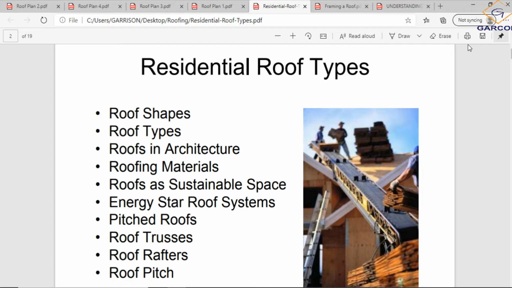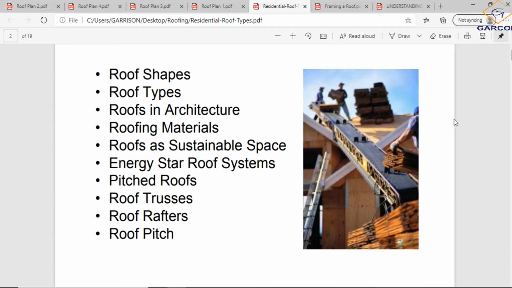Now, we basically have several types of roof, right? But mostly we are focused on residential roofs. Residential meaning on a house or smaller buildings, not commercial. So we're focused on roof shapes, roof types, architectural roof materials, roofs as sustainable spaces, Energy Star roof systems, pitch, roof trusses, roof rafters, and roof pitch. So after this, you're supposed to get familiar now with some of these terms.